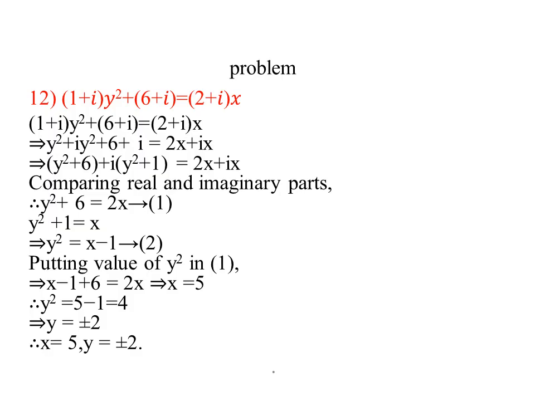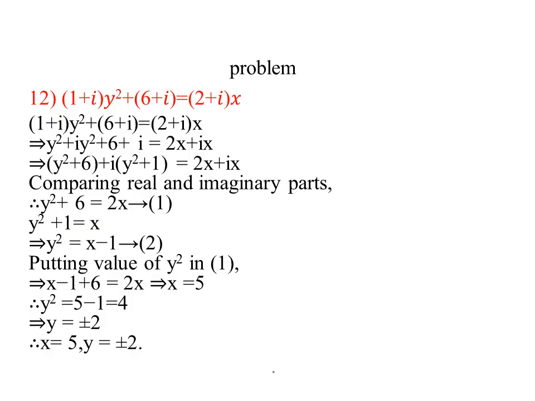Here we combine the real and imaginary parts. In the real part we get y² + 6 = 2x. If we compare the imaginary parts, y² + 1 = x. That implies y² = x − 1. Putting the value of y² in the first equation, we get x − 1 + 6 = 2x. That implies x = 5.